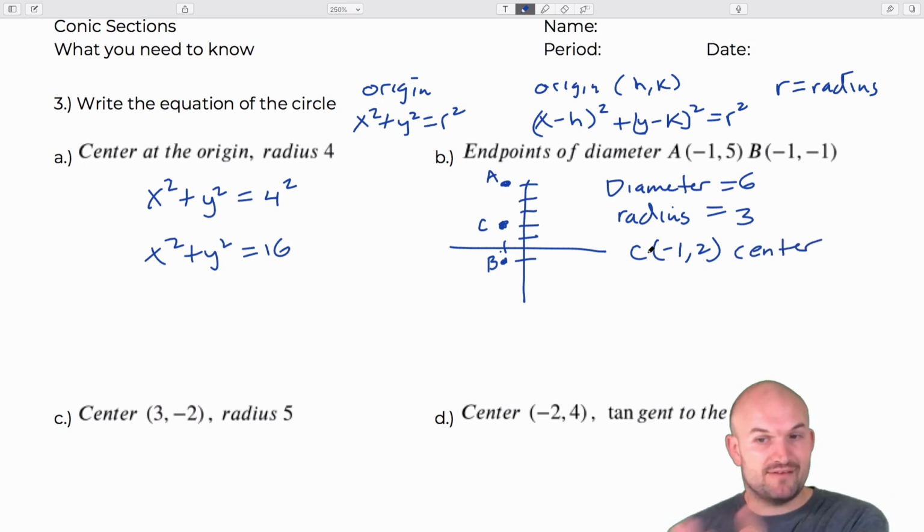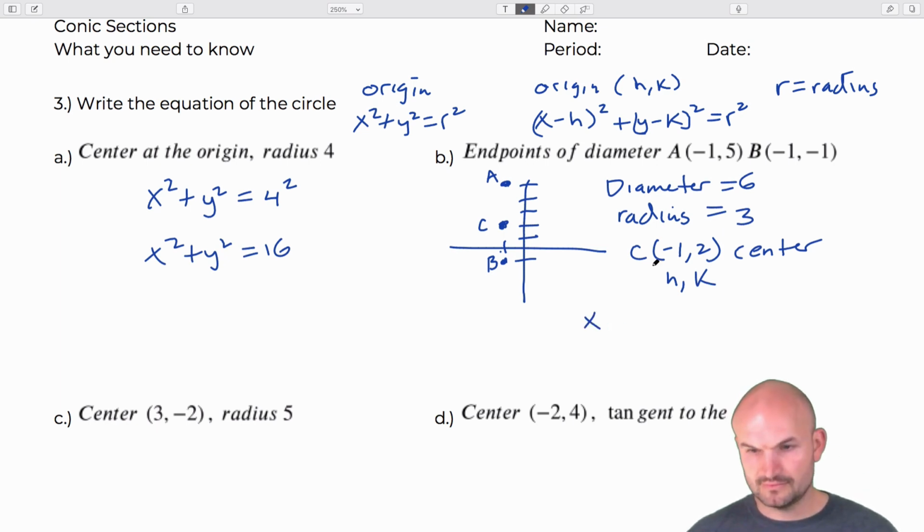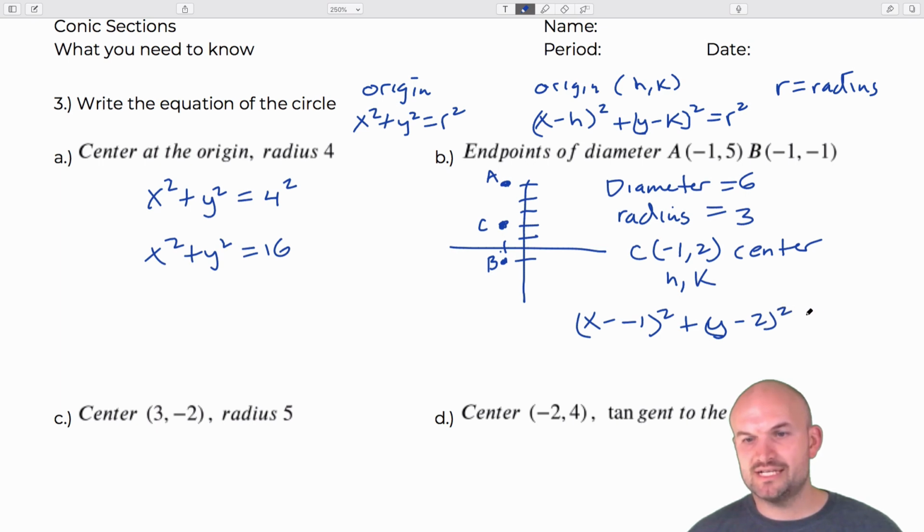So I'll just say C, which is going to be (-1, 2), represents my center. Okay, so now I have my h, my k, and I know the radius is 3. So I can just write (x minus -1) squared plus (y minus 2) squared equals 3 squared. And as I simplify, x minus the -1 is going to be x plus 1, quantity squared, plus (y minus 2) quantity squared equals 9.